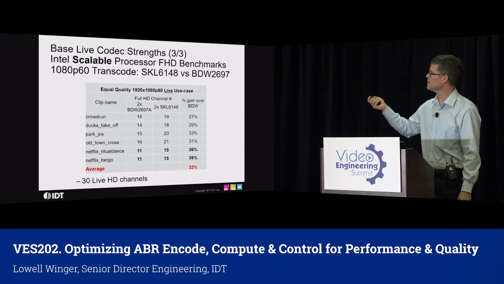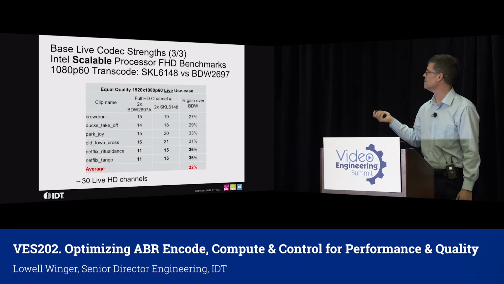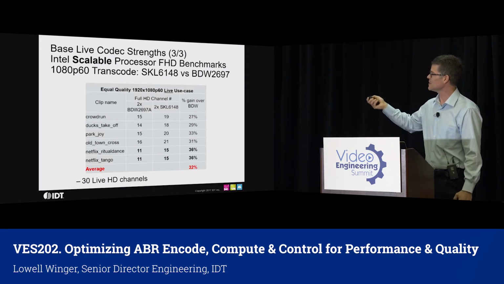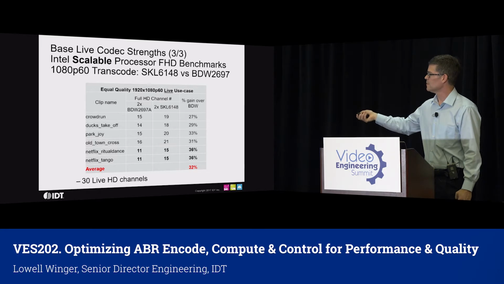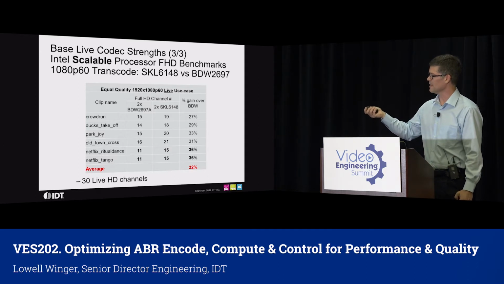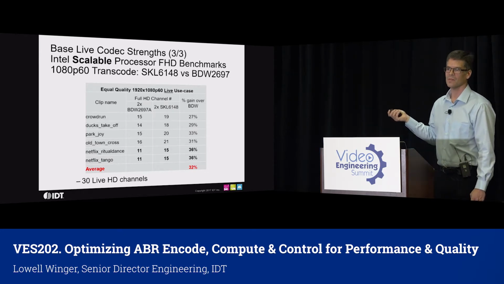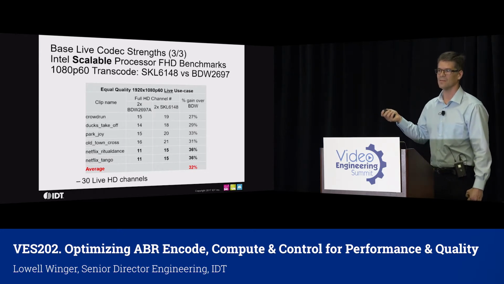When we benchmarked it for equal quality with full HD streams, 1080p by 1920, p60 in a live use case across a number of common contents, you can see that the gains of the Skylake part over the Broadwell part were more typically 30% and fairly stable. So that translates to 30 live HD channels on that Skylake part. That's something that you're not going to get from an open source solution that leverages the new generations of Xeon processors.